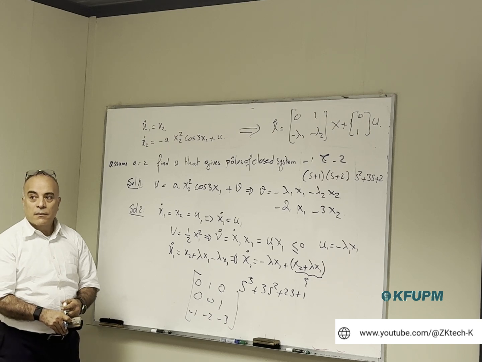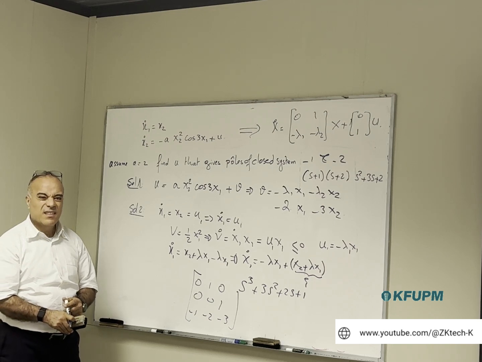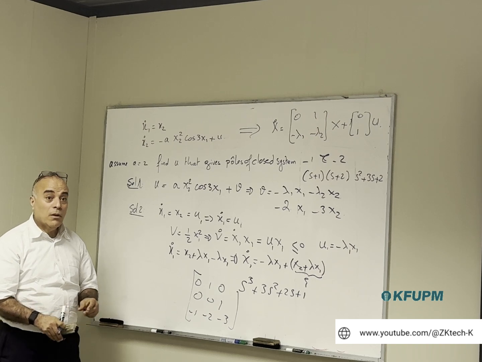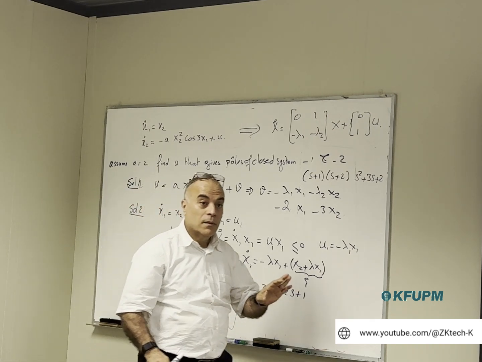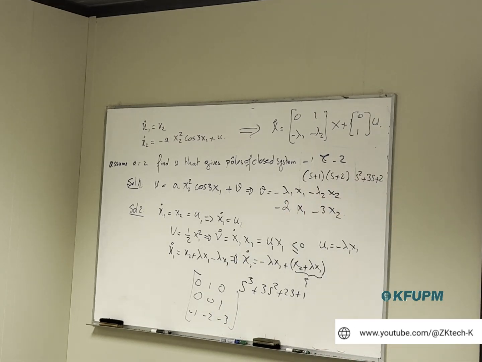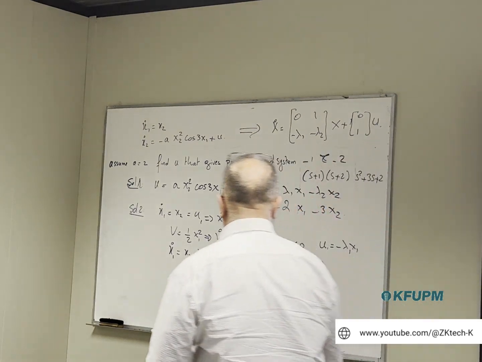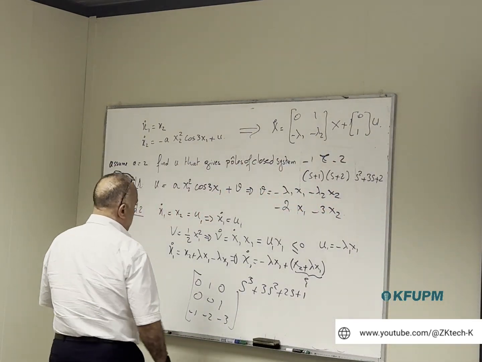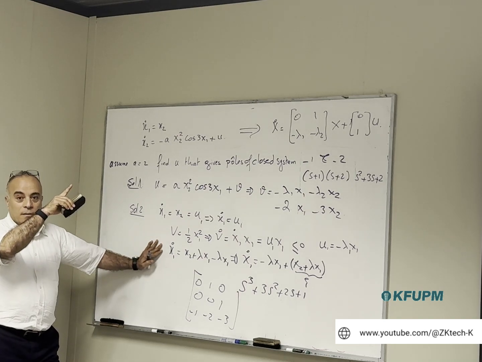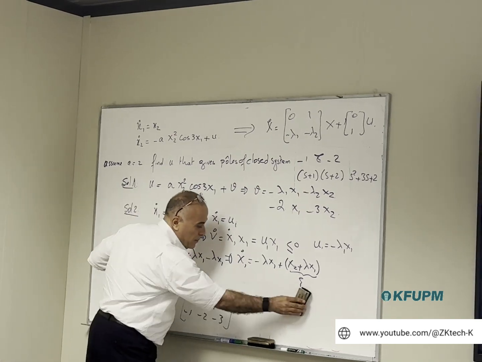Any other question? By building like this canonical form, it should be fully controllable, no? Canonical form is always controllable. It's called the controllable canonical form, so it has to be controllable. I don't have to check it. If I put it in this form, it means controllable. Any other question? Done with the first example? So we go down.